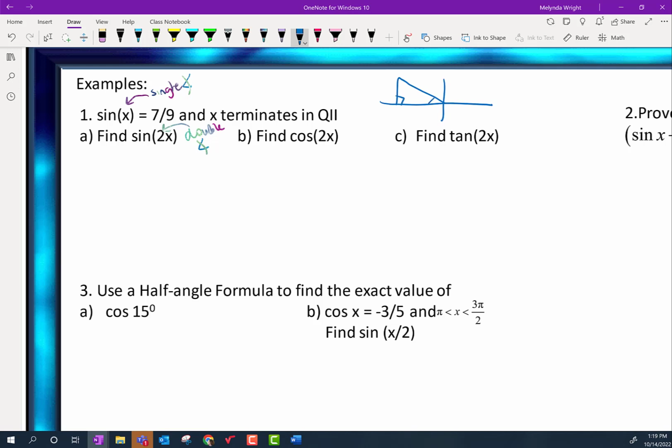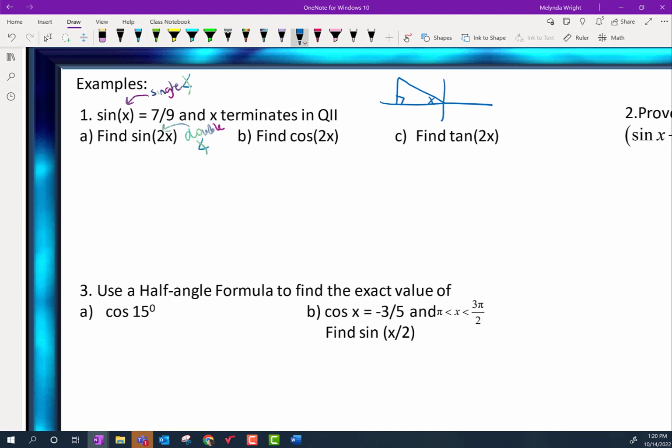So notice that this is x. This is a single angle triangle. This is not a double angle triangle, so we're not going to be able to read off double angles off of a single angle triangle. That's going to force us to use the formulas that we just found, that we just looked at. Okay, so just talking through why we're doing what we're doing. So let's go ahead and fill out the triangle.